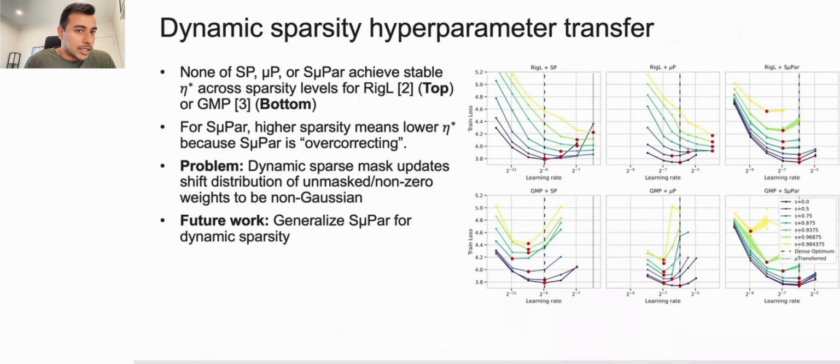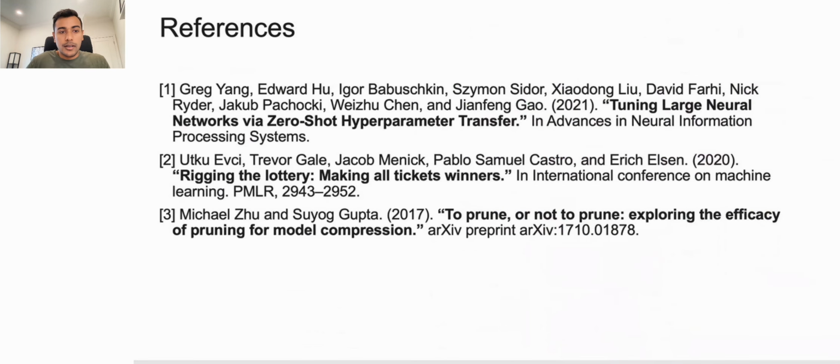The final result I'd like to leave you with is dynamic sparsity hyperparameter transfer. So in addition to static sparsity, dynamic sparsity is another exciting category of methods. And in this work, we show that for rigging the lottery, making all tickets winners, and gradual magnitude pruning on the bottom, the optimal learning rate does not remain stable with SuPar, SP, or μP. And so this kind of opens future work to generalize SuPar for dynamic sparse methods. And here are the references.